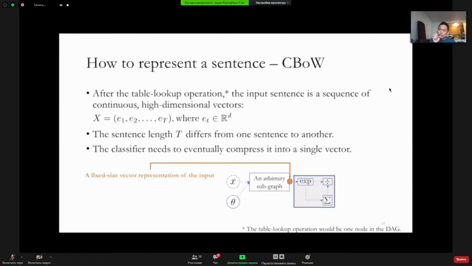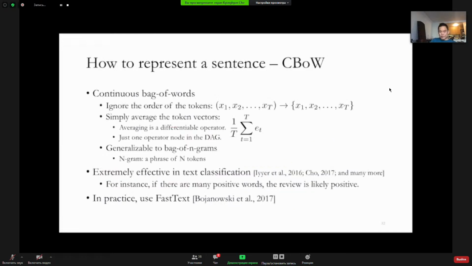Now, how are we going to represent a sentence? Because as we talked about earlier, eventually we need to end up with a real valued vector whose dimensionality matches the number of categories. And the issue is that we have a variable length sequence of continuous high dimensional vectors, and we need to compress that into a fixed dimensional vector. So we need to think about what we should do. And the first thing we can think of is the so-called continuous bag of words.